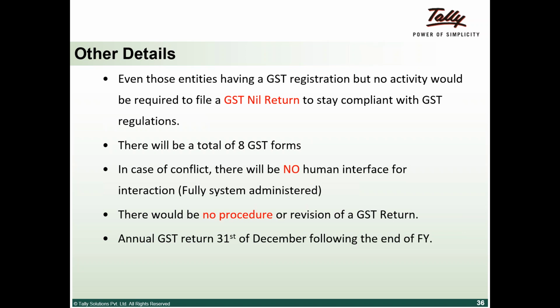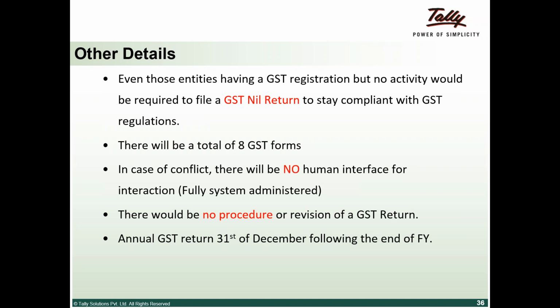7. GSTR 8 is an annual return. Annual return is basically a combination of your monthly returns. The 12 monthly returns are auto-populated, whereas here you have to take it to your financials and compare that. What is my total turnover? What is my taxable turnover? What is my export turnover? What is my exempt turnover?